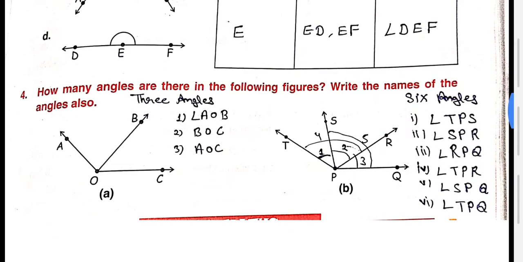Now come on the fourth one. How many angles are there in the following figure? Write the name of the angles also. They ask how many angles are there. Now look here. It is your first angle. Now it is your second angle. First angle, second angle, and this total is known as the third angle. First angle here, second angle here, third angle here. So you write here three angles are there.